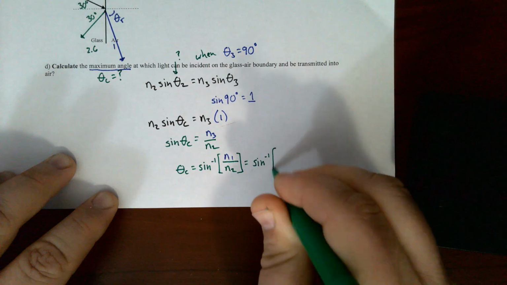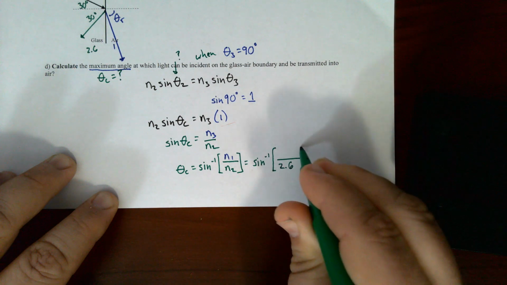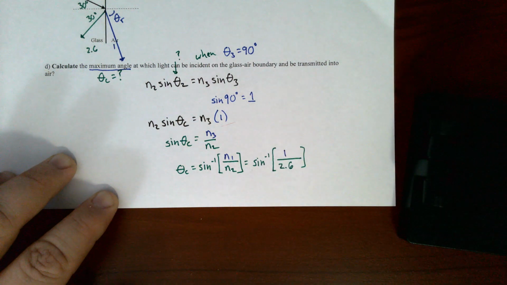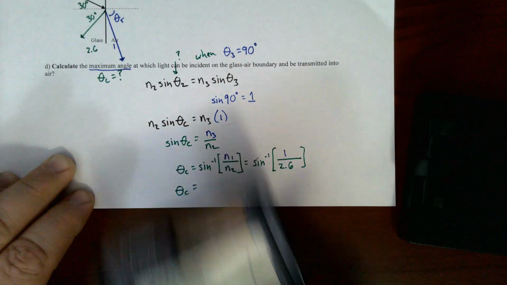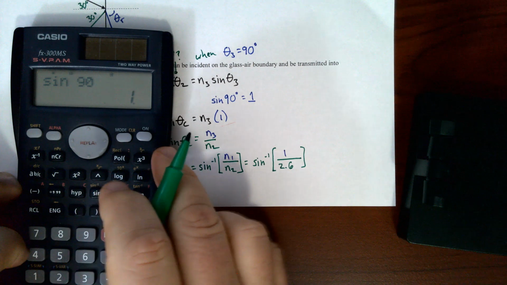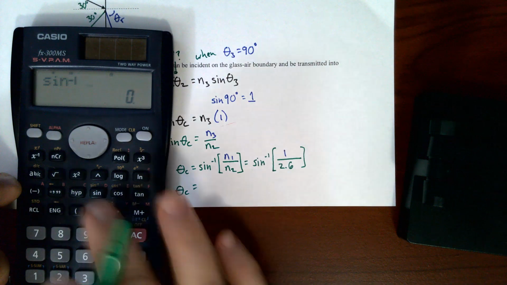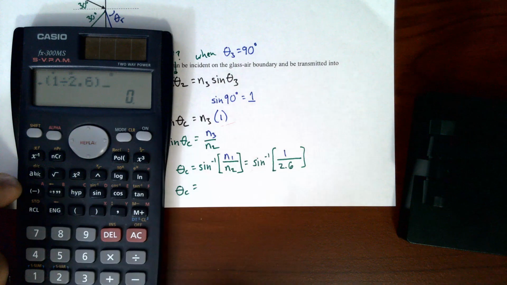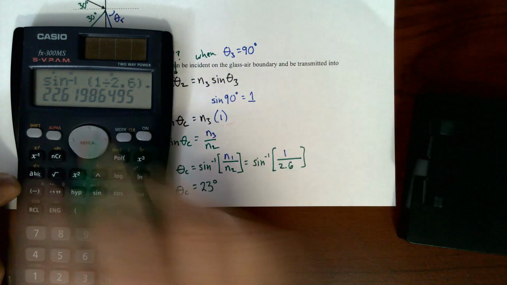So sine minus 1. So we calculated N2 to be 2.6 moments ago. And then N for air would be 1. So theta c would be, let's grab our calculator. So I'm going to do the inverse sine, so shift sine in my case. I'm going to do parentheses, 1 divided by 2.6, and then close the parentheses. And I get something like this, 22.6, we'll call it 23 degrees.